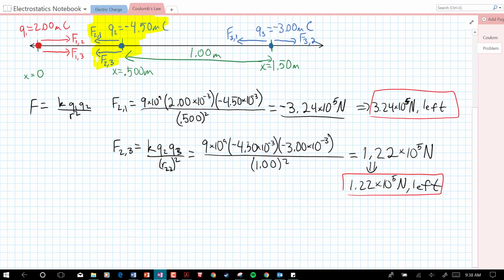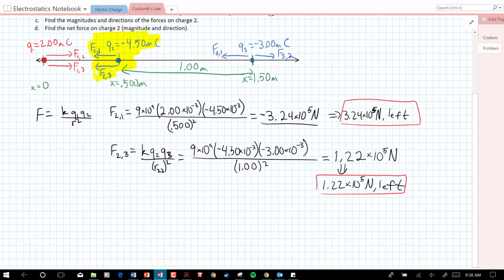And last of all, if we go back, part D asks for the net force on charge 2. Well, the net force is just the vector sum of all the forces. We know all of the forces acting on charge 2. We just solved for both of them. Since we have a leftward force and a leftward force, the magnitude of our net force is going to be a larger number, and it's going to be pointing to the left. So we're just going to add these two vectors up.